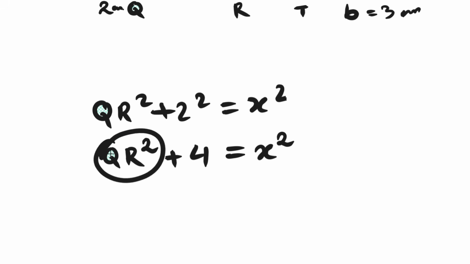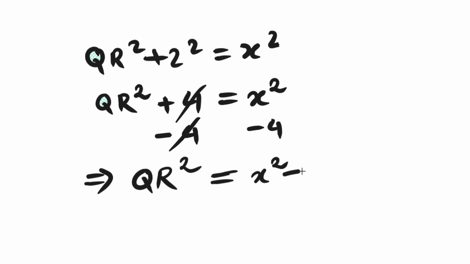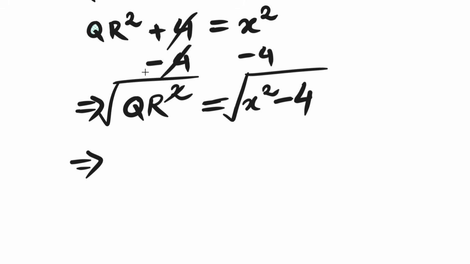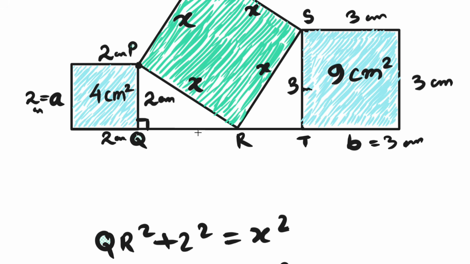We want QR squared by itself, so subtract 4 from both sides. That gives us QR squared equals x squared minus 4. If we now take the positive square root of both sides, we obtain QR equals the square root of x squared minus 4. So we have found the length of that first unknown segment. Keep that result in mind because we are going to use it when we compare the two triangles.